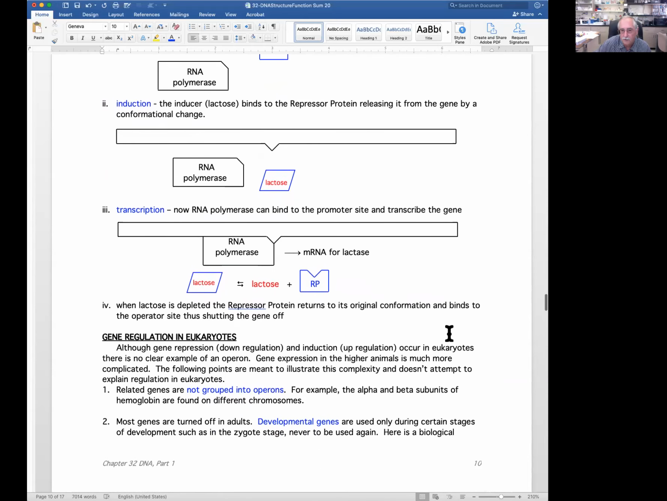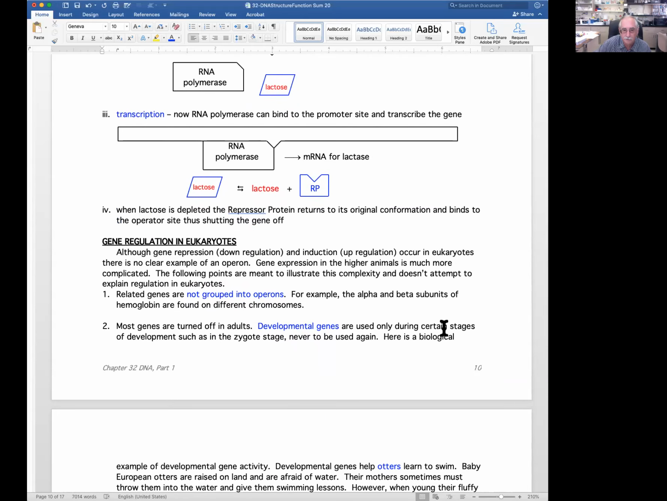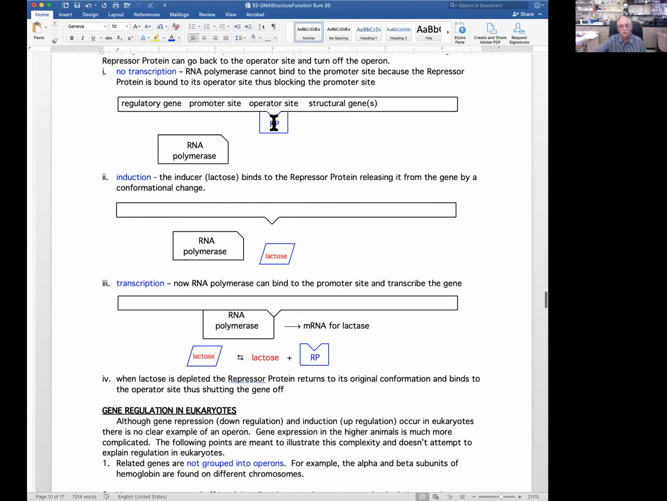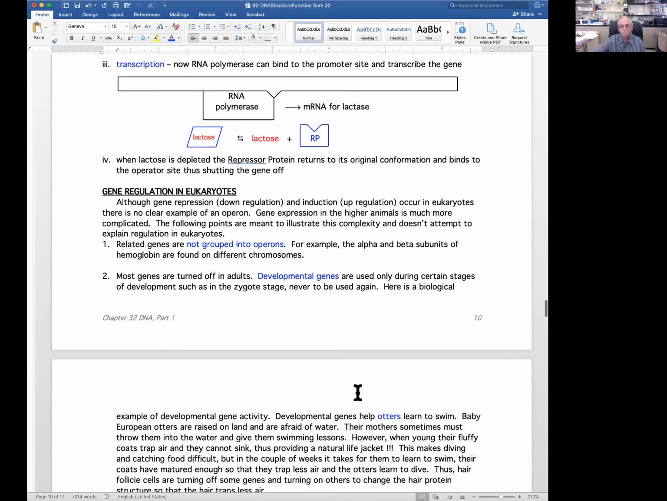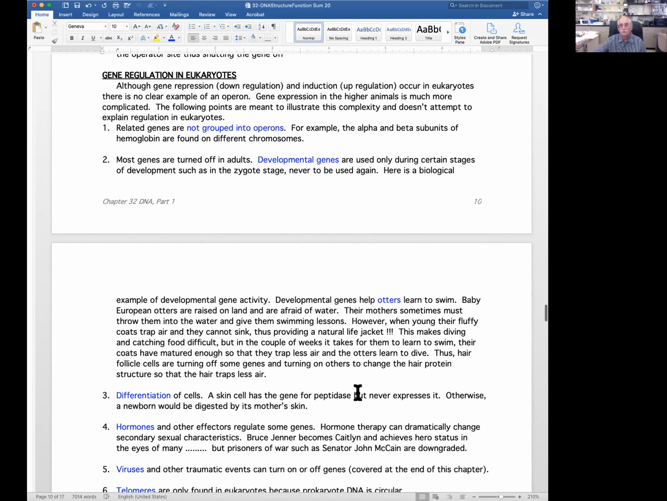So what happens when you've used up all the lactose? Here's an equilibrium right here, a simple equilibrium. If lactose disappears, if you remove this, this is going to start turning into the native form, that conformation. And what can it do? Bind to the operator site, making RNA polymerase unable to bind to it. Now the gene is off again. So that's simple.